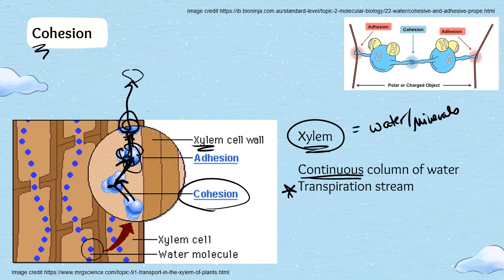At the very top of that stream, that water molecule is evaporating out of the leaf of the plant, and when it moves, the next guy moves up, the next guy moves up, and they move up, and we have this constant column of water moving up the plant against the force of gravity. This is due to cohesion and adhesion. We'll talk about that in a little bit.